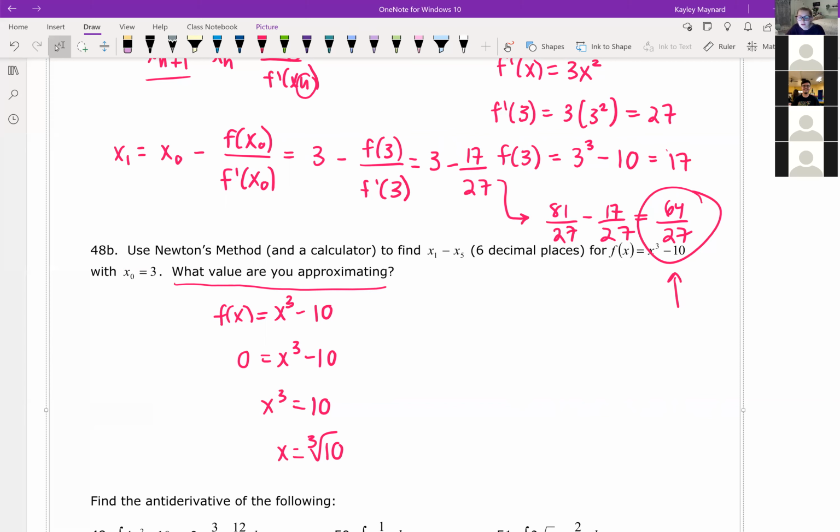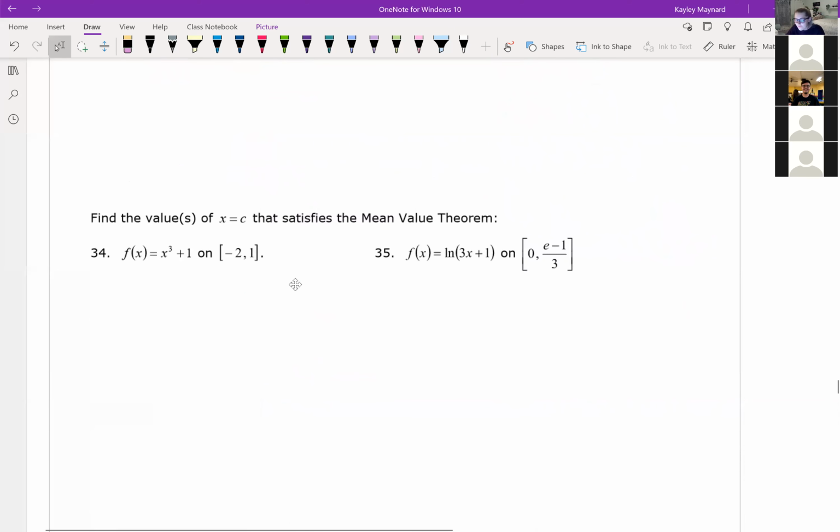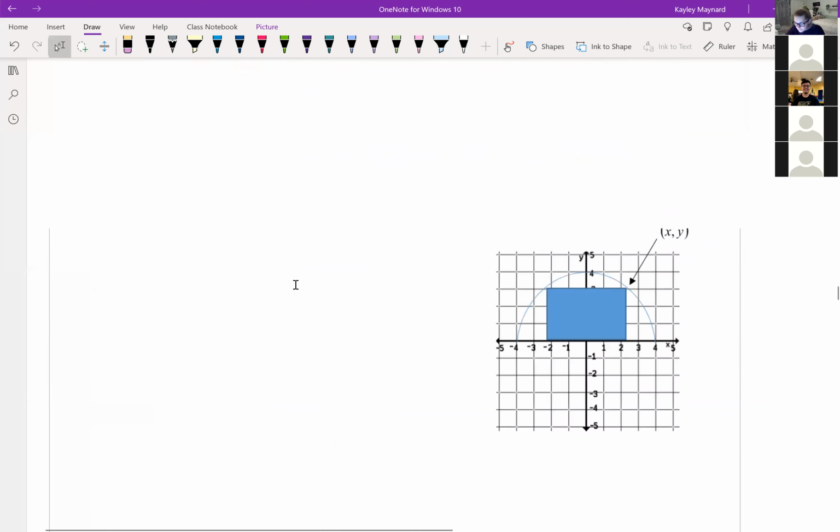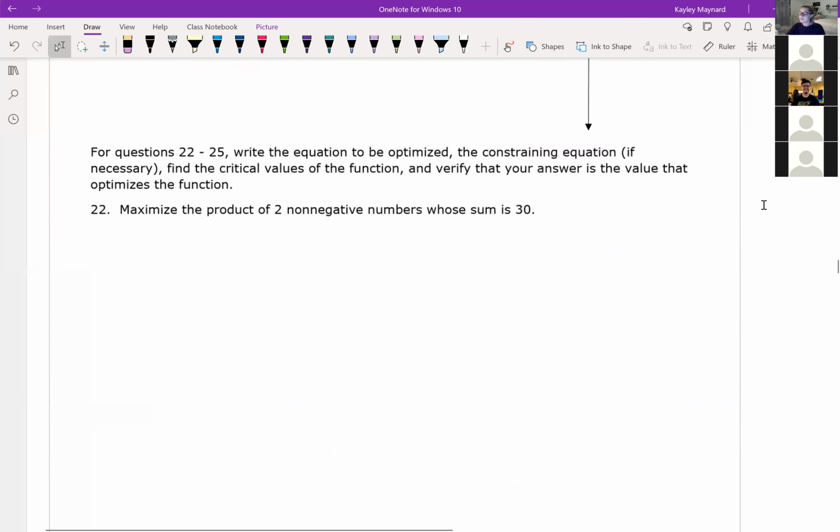Yes, some good old optimization problems. Okay. All right, so yeah, these ones are everyone's favorite. Everyone loves a good word problem, right? Okay, so it says for questions 22 through 25, write the equation to be optimized, the constraining equation, if necessary, and find the critical values of the function and verify that your answer is the value that optimizes the function. Okay, so this gives you very specific instructions, which is always good for an optimization problem.